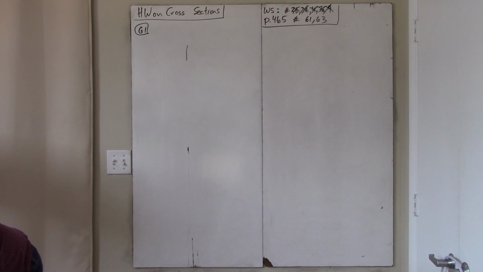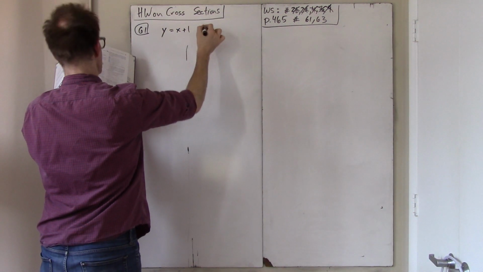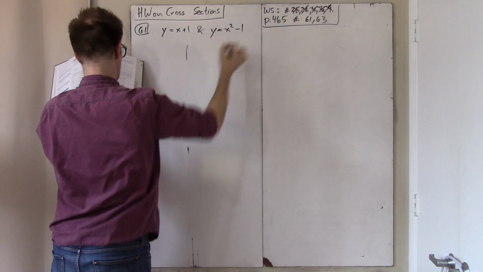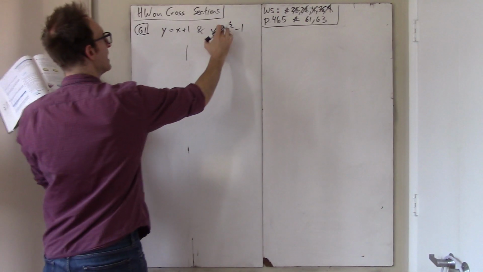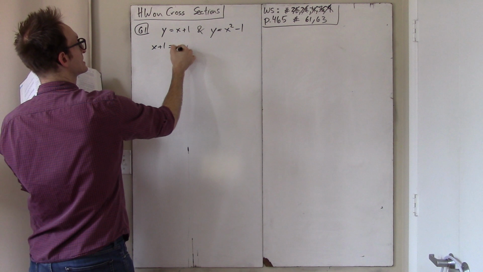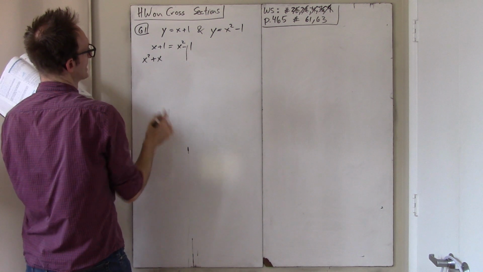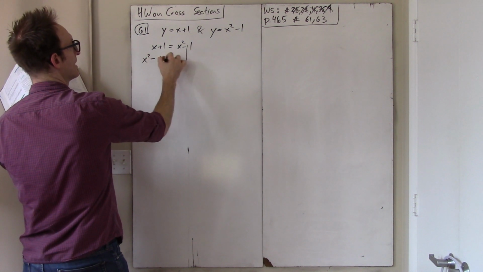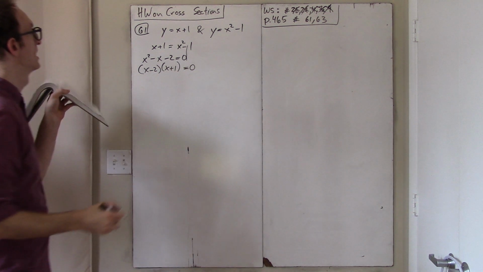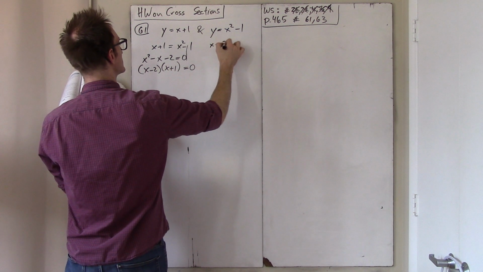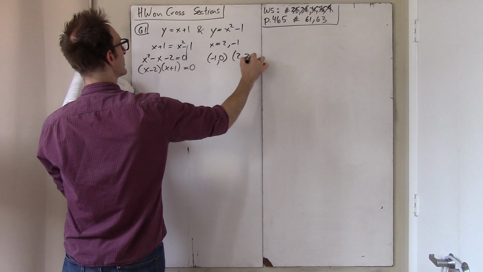61 says, find the volume of the solid whose base is bounded by the graph of y equals x plus 1 and y equals x squared minus 1, with the indicated cross sections taken perpendicular to the x-axis. Okay, I certainly know how to graph this line and this parabola. Where do they intersect? Let's find that now. So this becomes x squared minus x and then minus 2. So I guess that's just x minus 2, x plus 1. So the answer is at x equals 2 and negative 1. When x is negative 1, y is 0, and the other point is 2, 3.